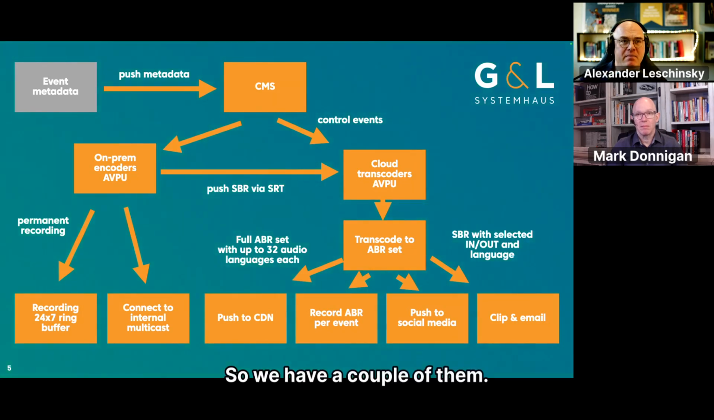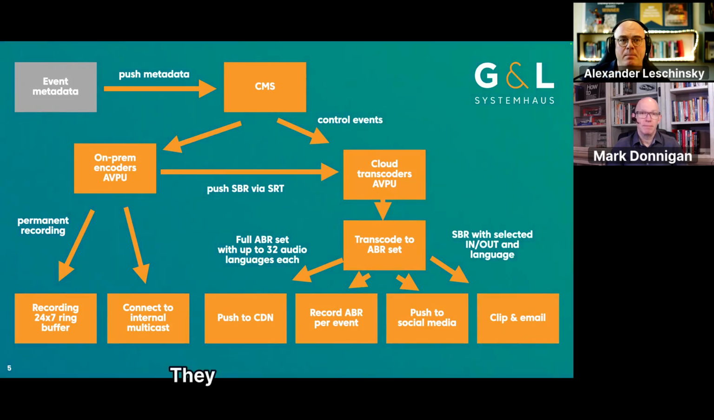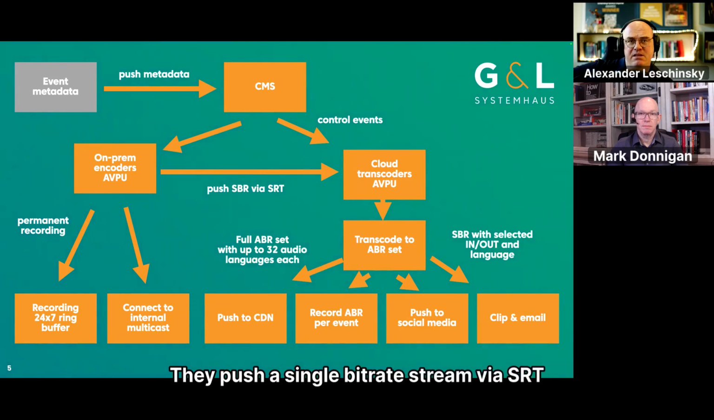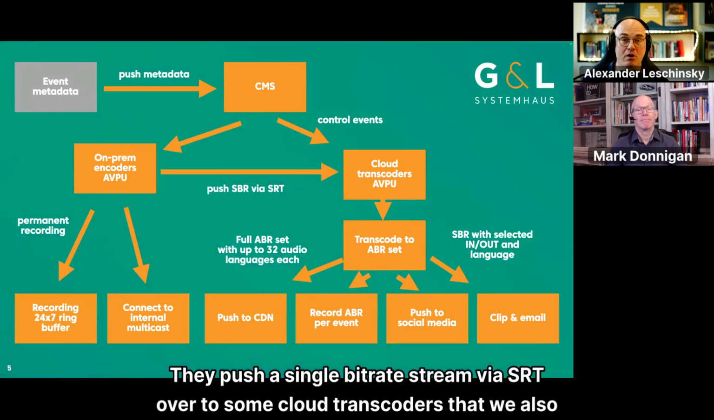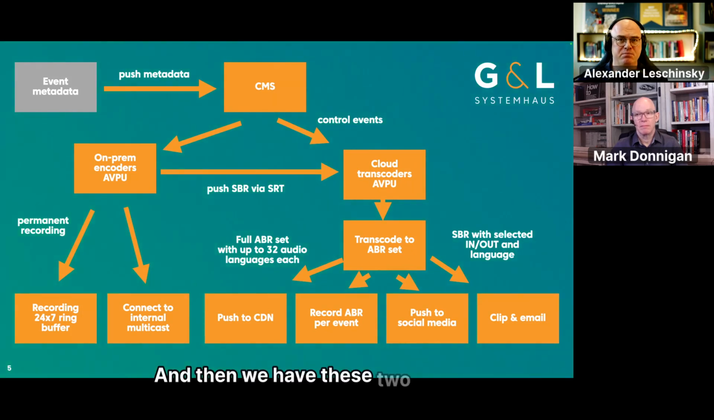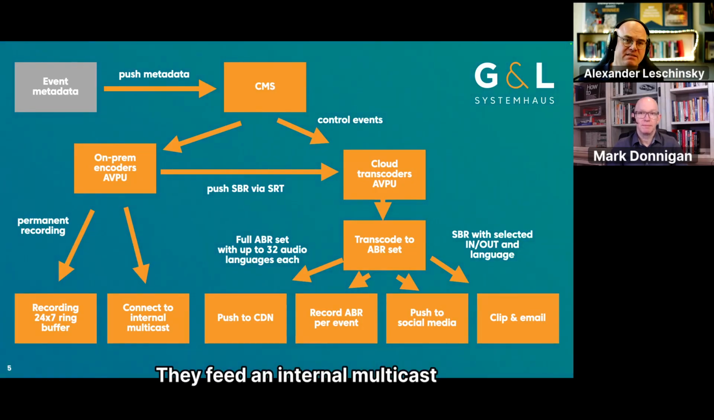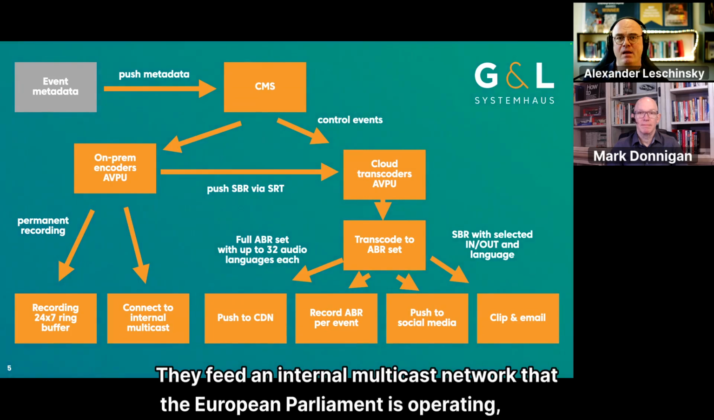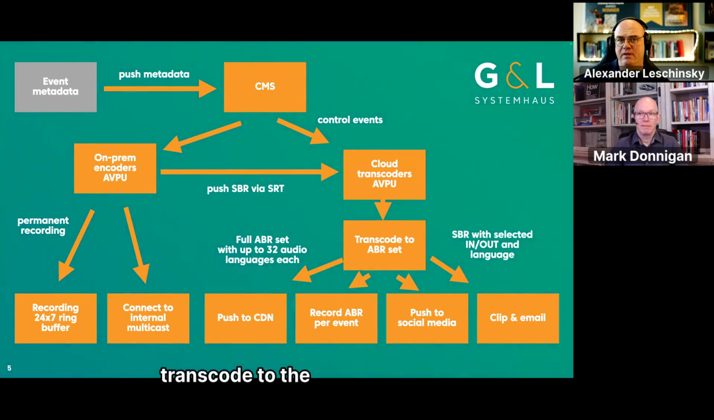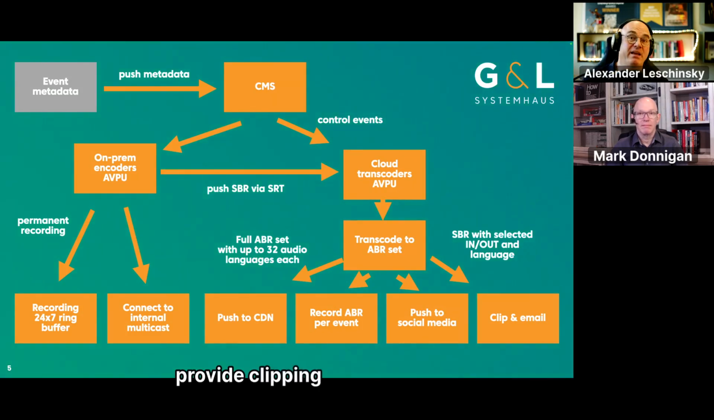So we have a couple of them on-prem in Brussels and Strasbourg, and they have SDI capture cards on board so that we can get the signals. They push a single bitrate stream via SRT over to some cloud transcoders that we also operate ourselves, so it's hardware that we control. And then we have these two working hand in hand. The on-prem encoders feed a 24/7 ring buffer so that nothing is lost. They feed an internal multicast network that the European Parliament is operating, while the cloud transcoders transcode to the ABR sets and then push to the CDN, to the social media streams, and provide clipping and email functionality.